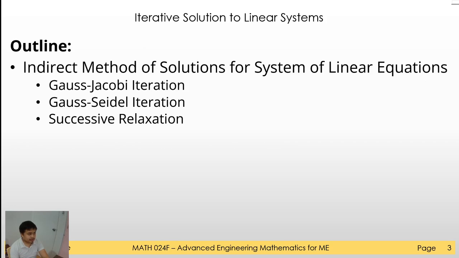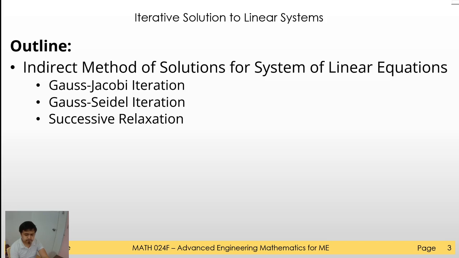So the outline of this, we have three general methods. Actually, they are just variations of one iterative method, and you will see later. We have Gauss-Jacobi, Gauss-Seidel, and the successive relaxation.